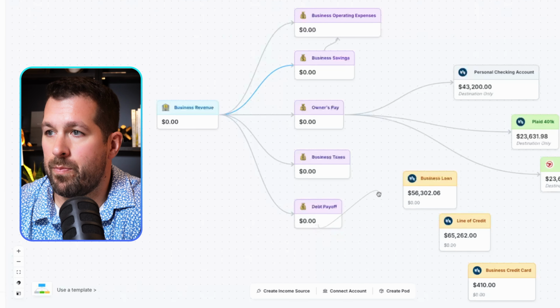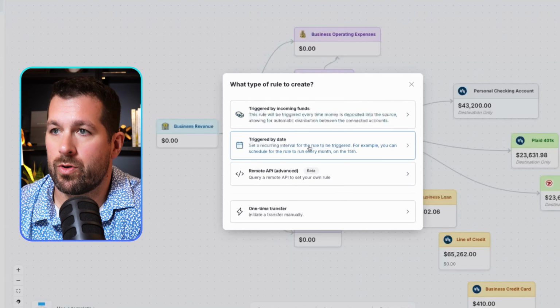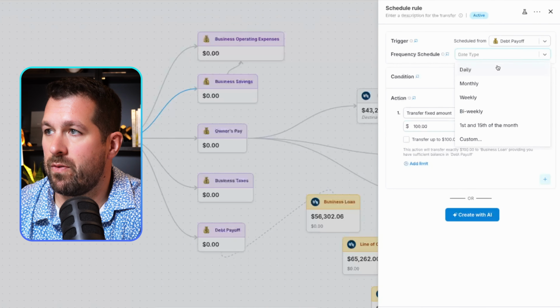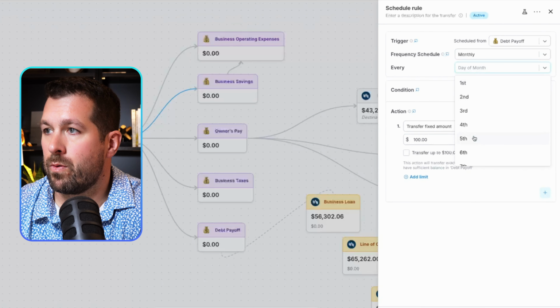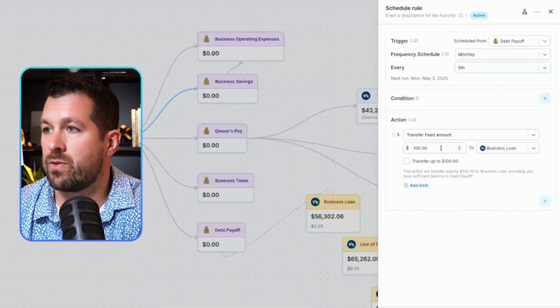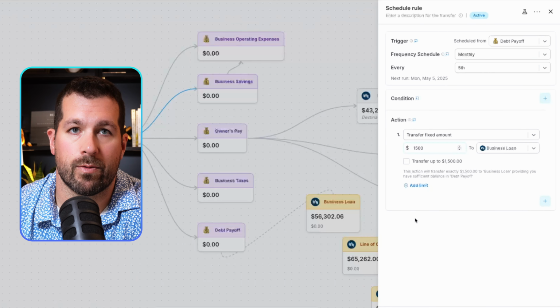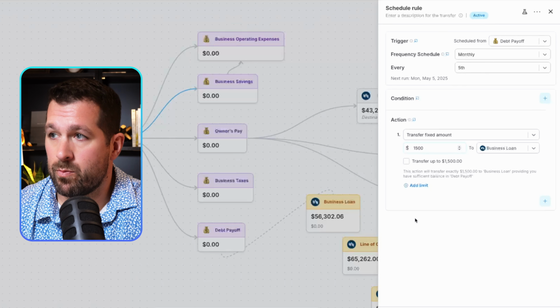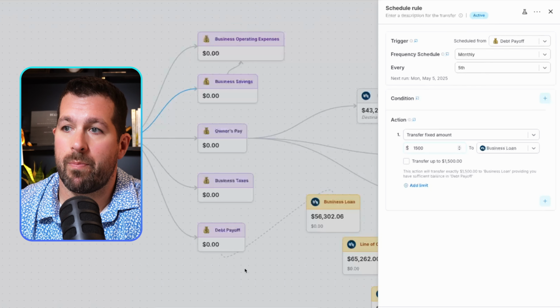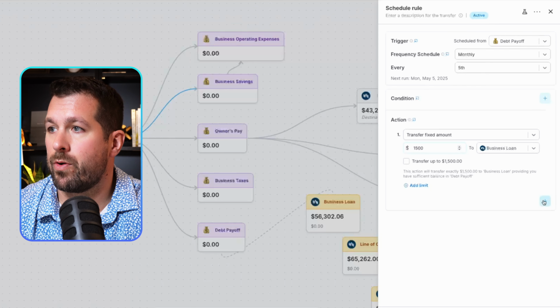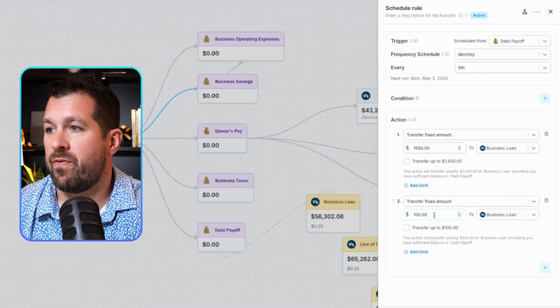And now for our business loan, what we want to make sure we do is trigger by date, because this is due on the 5th of each month. We're going to send this money over and we're going to transfer a fixed amount of $1,500 to that account. Now with the money that's left over, because more than $1,500 is going into our debt payoff bucket every single month, we're going to create another rule and we're going to put 50%.